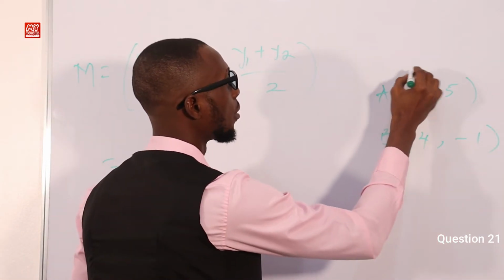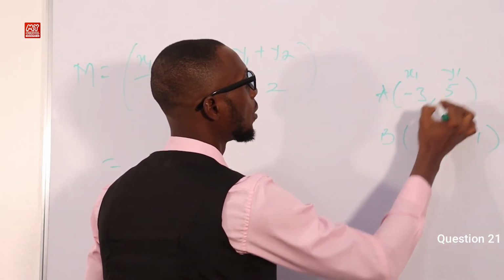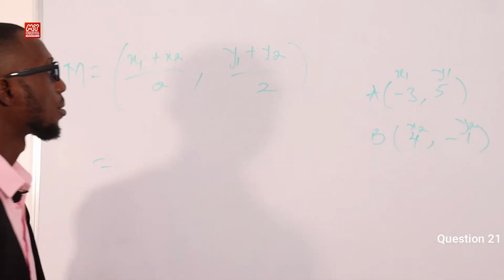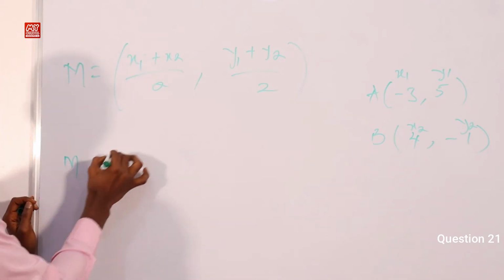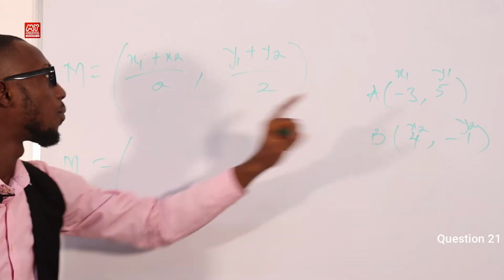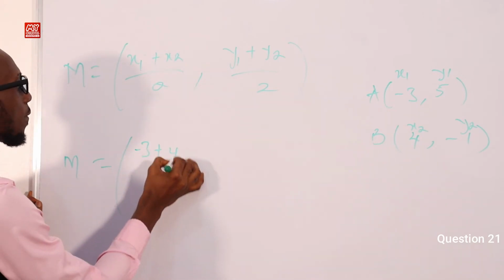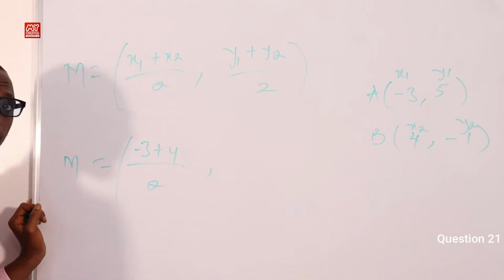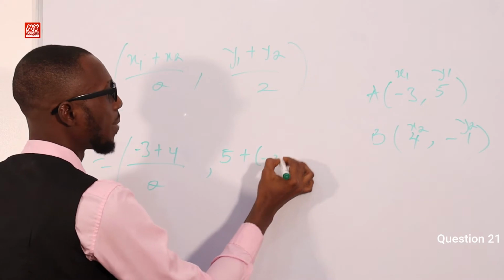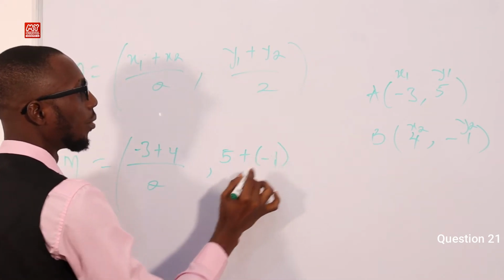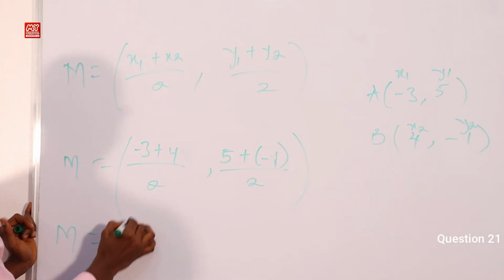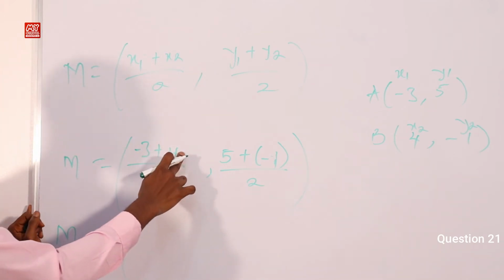So according to our practice, this is x1, y1. This is x2, y2. Okay, so let's slot it in. So we have m equals x1 is minus 3, x2 is 4, so I have minus 3 plus 4 over 2. Very well. Y1 is 5 plus, in brackets, minus 1, over 2. So I have m equals minus 3 plus 4, that is 1.